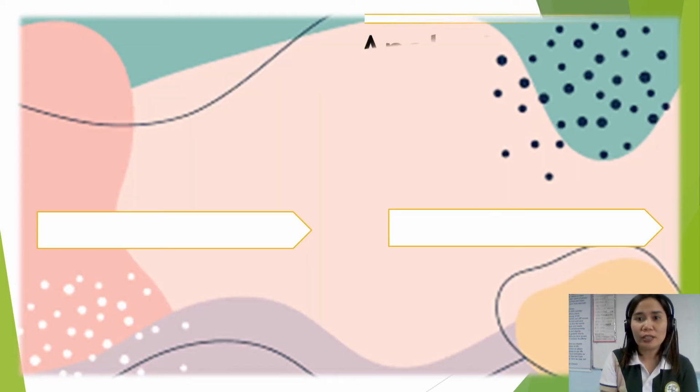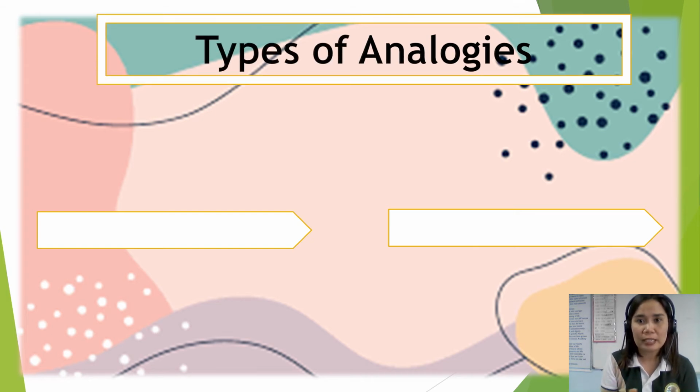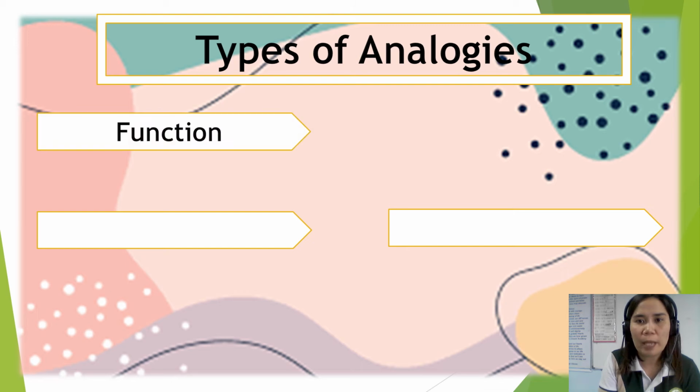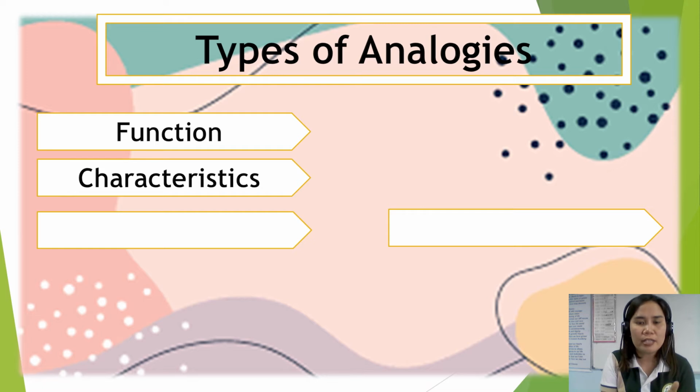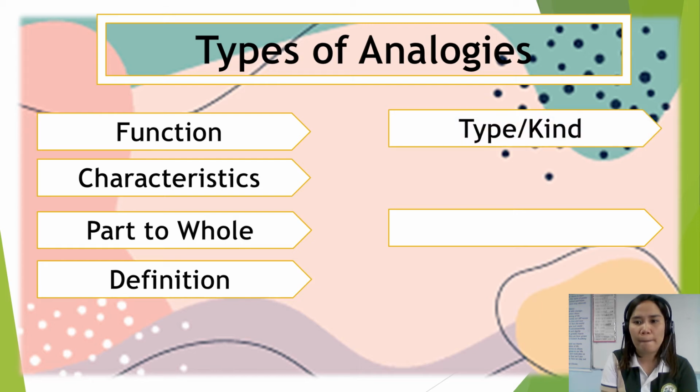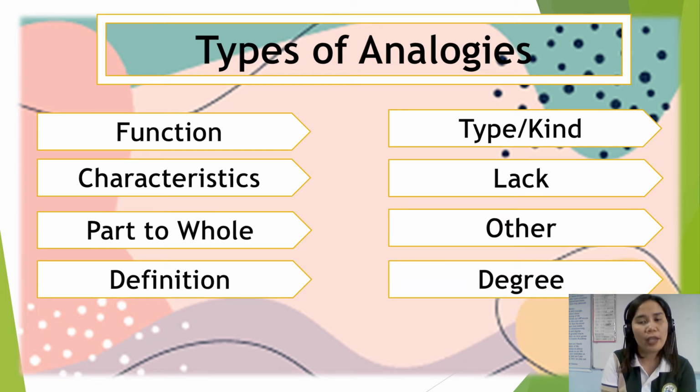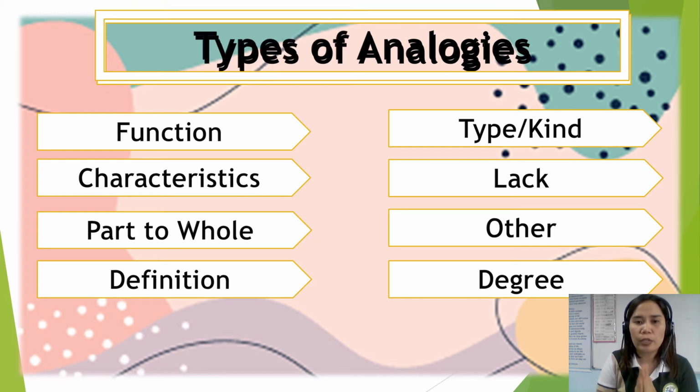Do you like the song? Have you learned something from it? It tells us about analogies or the relationship between words. Now, let's have the types of analogies. So, first we have the function. Next, the characteristics, the part to whole, the definition, the type or kind, lack, other, and degree. So we're going to discuss each, and I will give you a lot of examples for you to understand these types of analogies.